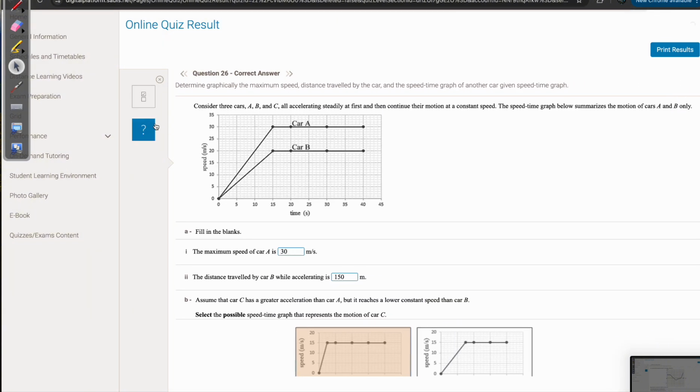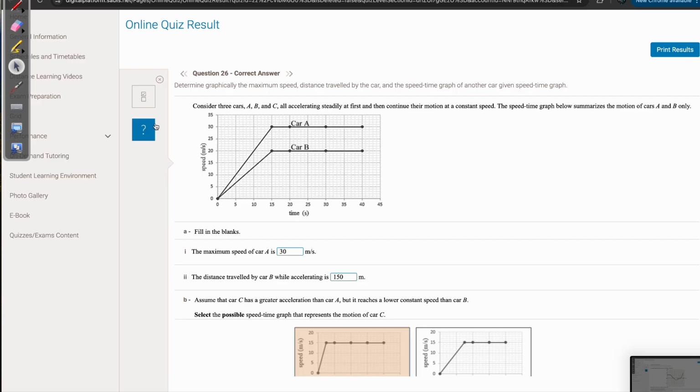Number 26. Consider 3 cars A, B, and C, all accelerating steadily at first and then continue their own motion at a constant speed. The speed time graph below summarizes the motion of cars A and B only. Okay.